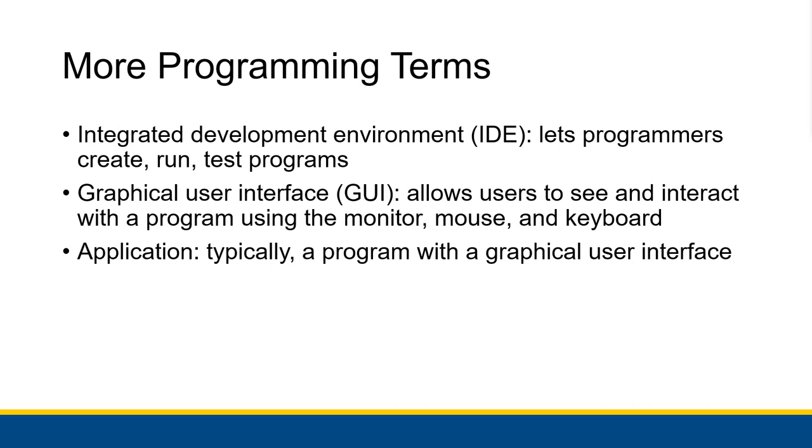The GUI, the graphical user interface, allows users to see and interact with the program using the monitor, the mouse, and the keyboard, or whatever other input devices you might have. You are used to working with a GUI because you are using a phone or a laptop. You're using your mouse to click on applications and interact with them in that way. Or when it comes to your phone, the GUI gives you things that you can tap in order to run programs or interact with those programs.